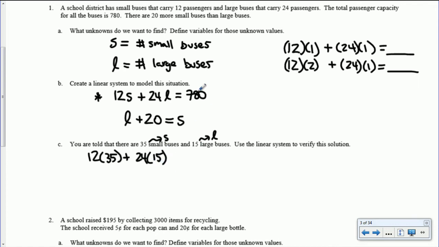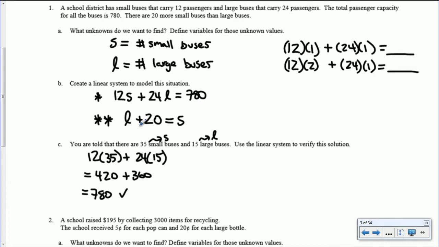This should work out to 780, but I'm not going to assume that based on the information given. I'm just going to have an open mind and see what this spits out, because I've been told that this works. It should give me that, that's what I expect it to do, but it's not guaranteed at this point. So let's evaluate this. 12 by 35 is 420, and 24 by 15 is 360. So when we add 420 and 360 together, that gives us 780, which is what we expected. So it works for that one.